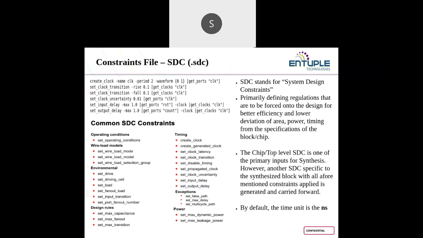As you already know, T is equal to 1 by F. They can calculate the period based on the specification, from whatever frequency they are taking. This is all taken care of in the constraints file, so all these things will be written in the constraints file.